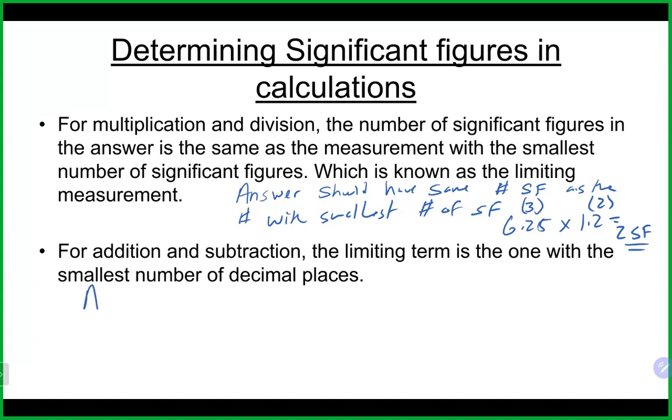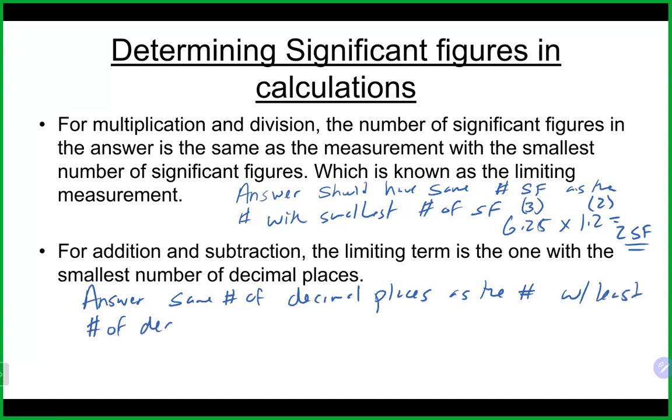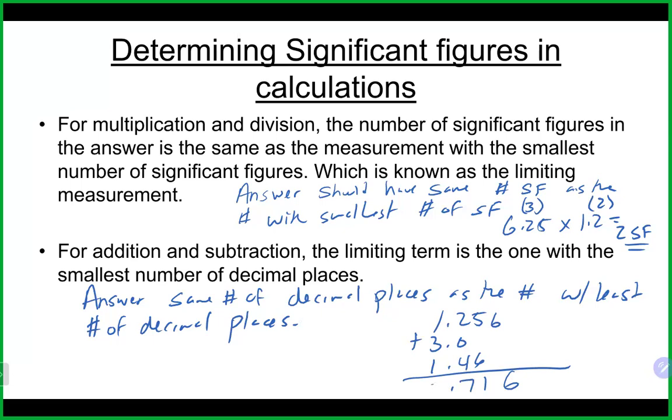So your answer should have the same number of decimal places as the number with the least number of decimal places. So again, if you took something like 1.256 and you added it to 3.0 and added it to 1.46, I'll try the old math there. 1 carry the 1 there. That's something like 5.716, something like that.